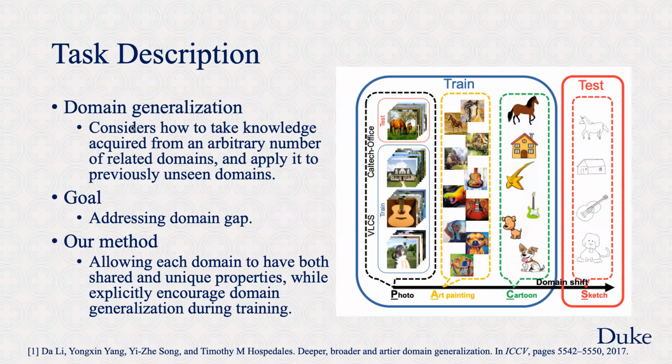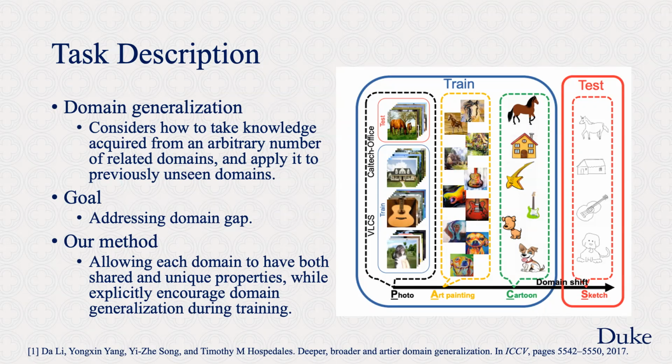First, about the task. In this work, we focus on the domain generalization task, which considers how to take knowledge acquired from an arbitrary number of related domains and apply it to previously unseen domains. Here is an example of the classic benchmark PACS. In this example, the data with labels of domain photo, art painting, and cartoon are available during training, and the model is evaluated with the unseen sketch domain.